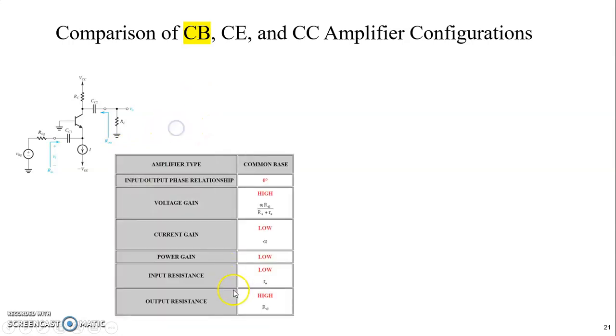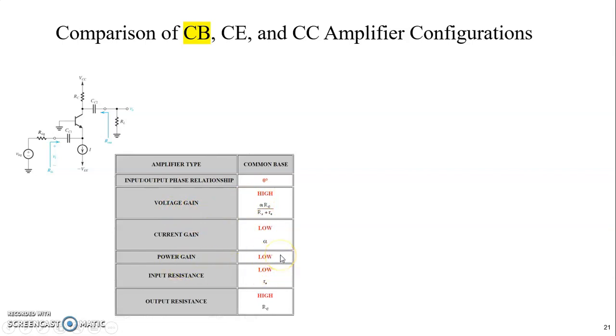Common base circuit has input to output phase relation 0, no phase shift, right? We already did it. Voltage gain is very high, right? Current gain is very low, only alpha, right? Because IE would be disturbed by this signal and IC is your collector current, and there is an alpha relation between IE and IC. It means this is very low current gain. Then because current gain is very low, even though voltage gain is very high, power gain is low, right?